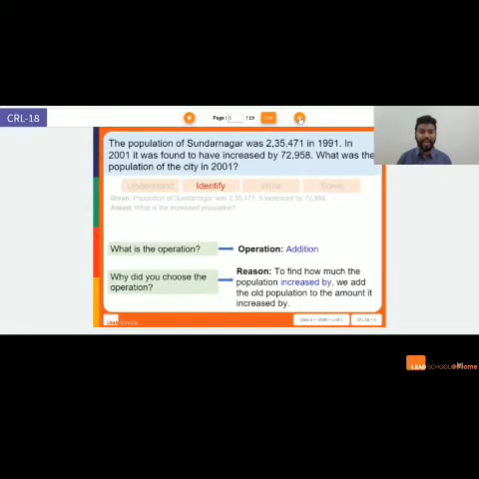Alright, the next step is identifying the right operation. Now, how do I do it? One, I will look for keywords that will help me understand what is the main operation that I'm looking at. What is the operation? The operation is addition. Why did they choose that operation? To find how much the population increased by. This is my keyword: increased by. We add the old population to the amount it is increased by. Correct? So whenever I find keywords that talk about increase or incremental more, then I'll have to use addition.